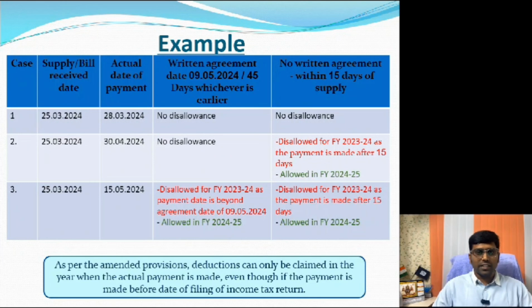One more important thing to be kept in mind is that for some statutory payments, if they are not made within the due date but made before filing the income tax return, those statutory expenses will be allowed as expenditure. But under Section 43B(h), if the payments are not made to micro and small enterprises within the specified time limit, they will not be allowed as expenditure, though the payment is made before filing the income tax return.